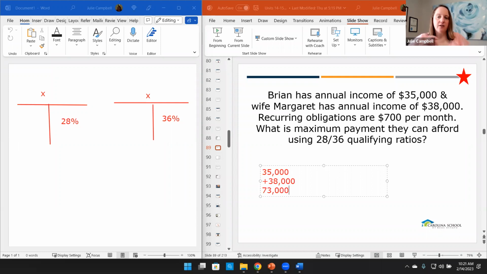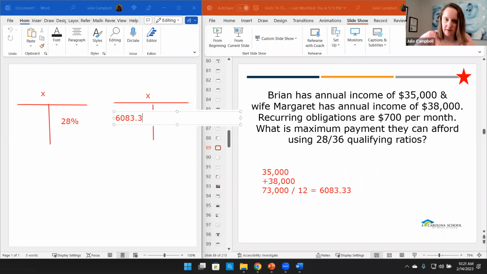So now that we have their annual income, we divide by 12 to get their monthly income of $6,083.33. Questions so far?